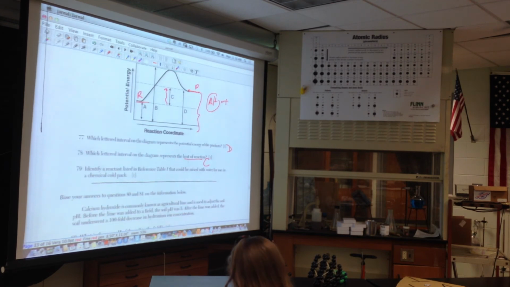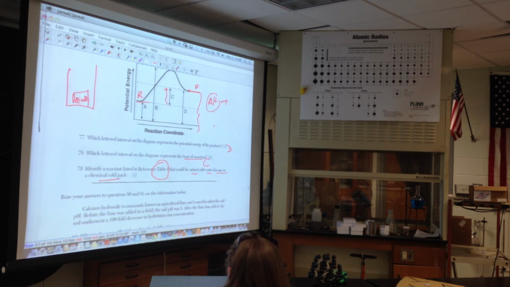Identify a reactant listed in Table I that could be mixed with water for use in a chemical cold pack. This is a great question. If it's going to make a chemical cold pack, that means the environment's getting colder or warmer? Colder. Do endothermic reactions or exothermic reactions make the environment colder? Endothermic. Here's the reason. If I have something endo in my container, endo, we know, absorbs energy, right? So if I've got water, energy flows from the water into the endothermic reaction.